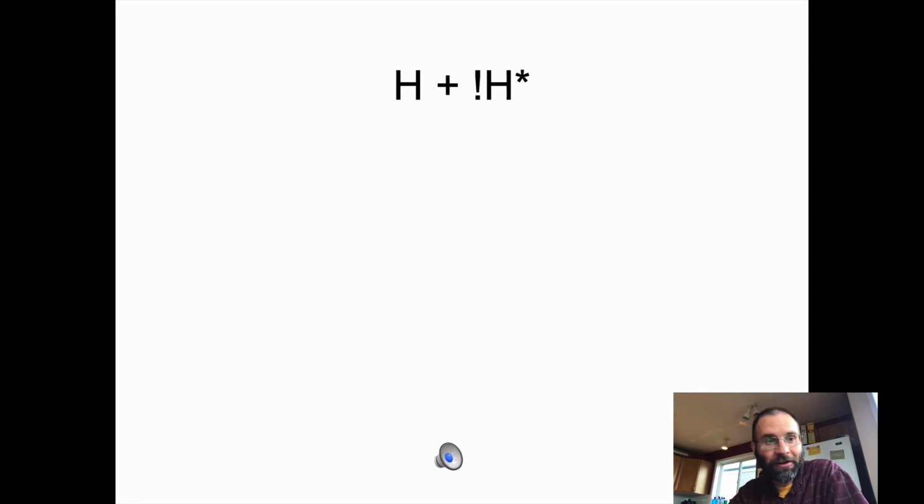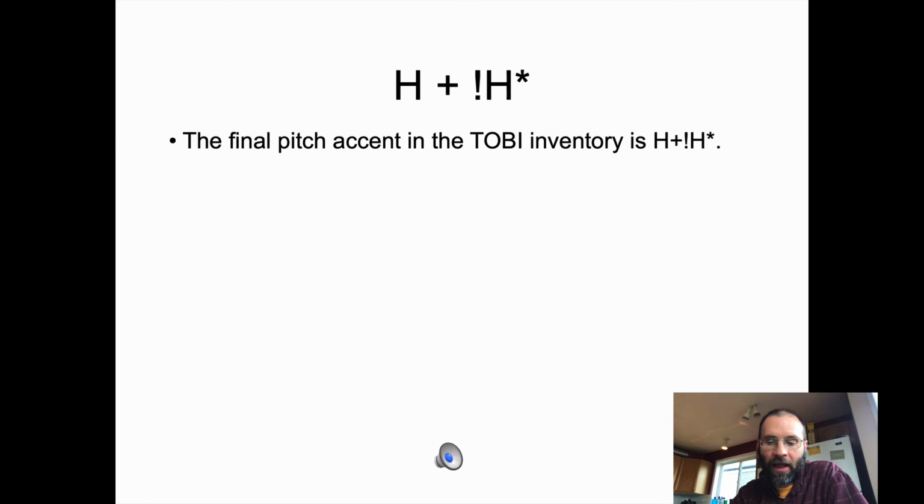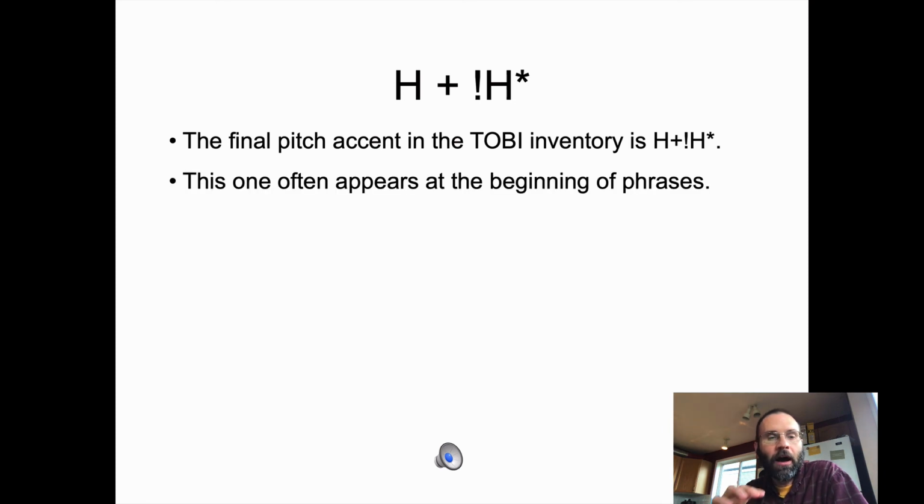Lastly, if you're not confused enough, this is the last bitonal pitch accent in the system. And I kind of wanted to walk through downstepping of the star elements in bitonal pitch accents before I got to it, because this one always has a downstepped star element in it. It's a bit weird. It's H plus downstepped high star. And this is the last thing we're going to have to learn for ToBI. And it's not that common. It often appears at the beginning of phrases.